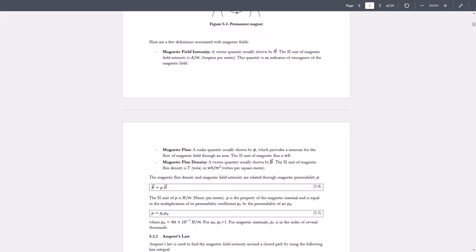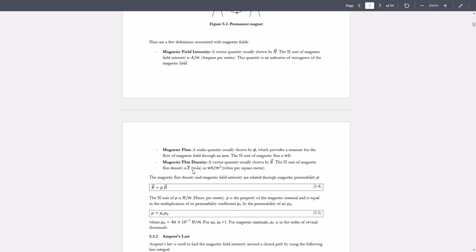There is a certain relationship between B and H through something that we call mu. So the magnetic flux density and magnetic field intensity are related through what we call magnetic permeability, or mu. That mu is what relates B to H, and the SI unit for magnetic flux density is Weber over meters squared. Another name for Weber over meters squared is Tesla.